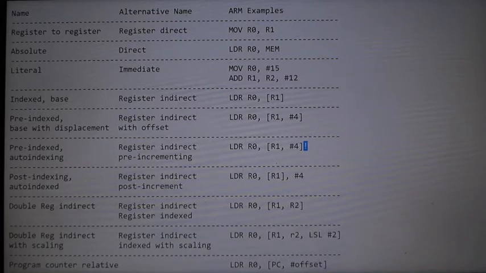Okay, the next is post-increment. Here R1 holds the base memory location, and first the value at that memory location is put into the R0 register, and then R1 is incremented by 4 bytes. So it points to the next memory location, and that memory location is stored in the R1 register.